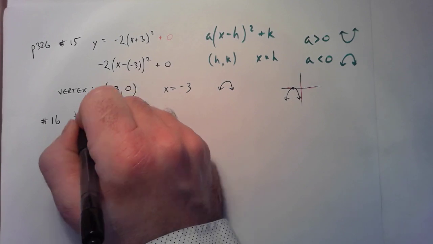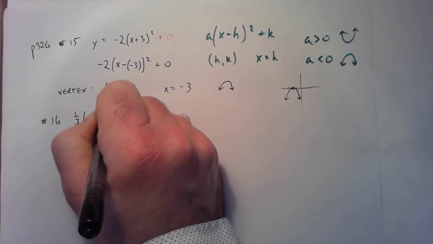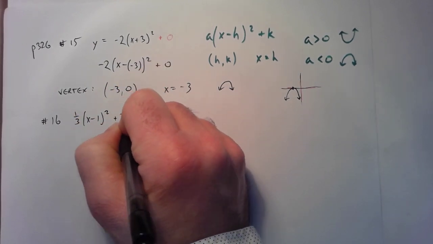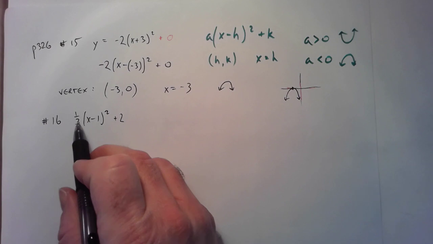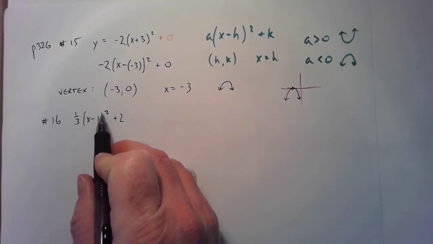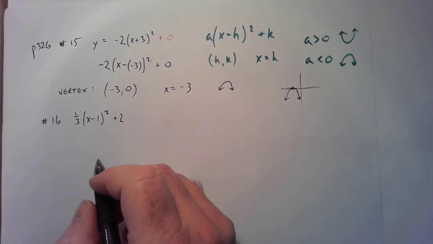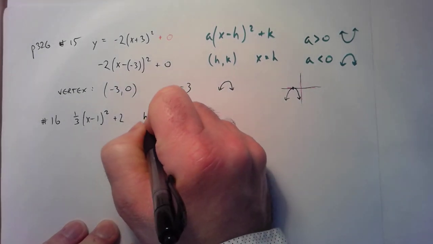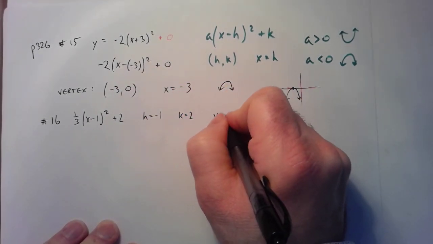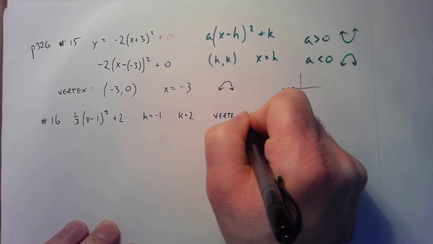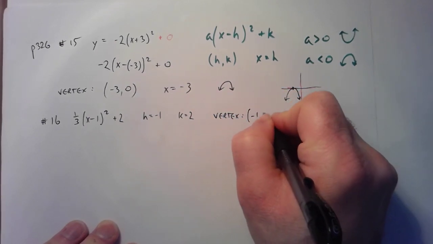So number 16 is 1/3 of x minus 1 squared plus 2. Once again, we are already in vertex form, a times x minus h squared plus k. So we can just go ahead and say h must be -1 and k must be 2, which means that the vertex is the point -1, 2.